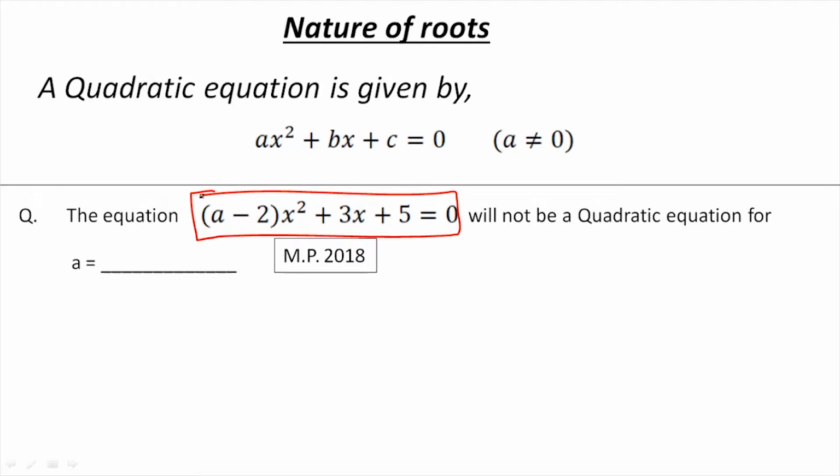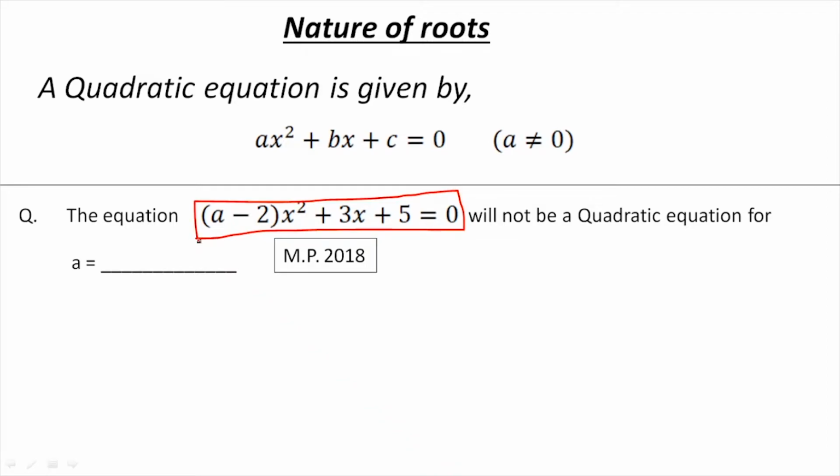Most of the students will directly write 0, because we know that if a is not equal to 0, it will be a quadratic equation. That means if a equals 0, it is not a quadratic equation. But this is completely wrong. Why? Because this is not in the standard form.